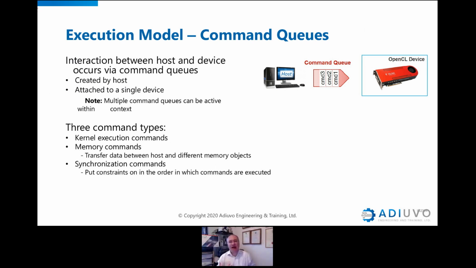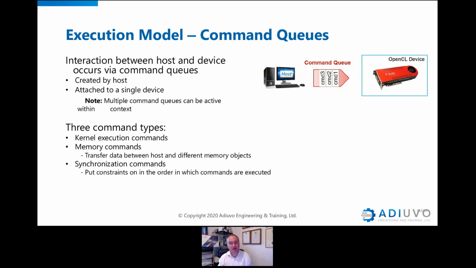So we have our execution model, which is really quite exciting, and we have a command queue model that we use with our OpenCL devices. Now these are created by the host, and each is attached to a single device. So we create the command queue and attach it to a device, and then we run through the commands that we want to send to that device. If we look at the high level, there are basically three types of commands.